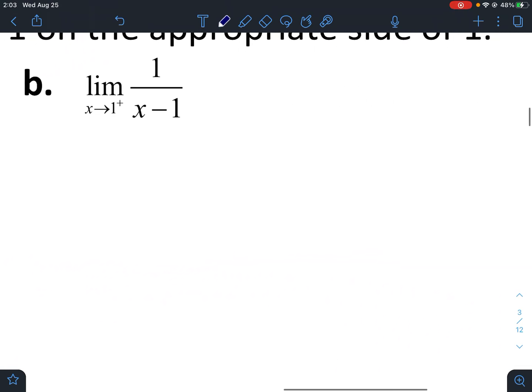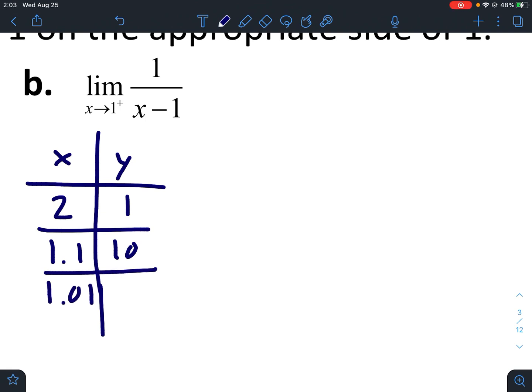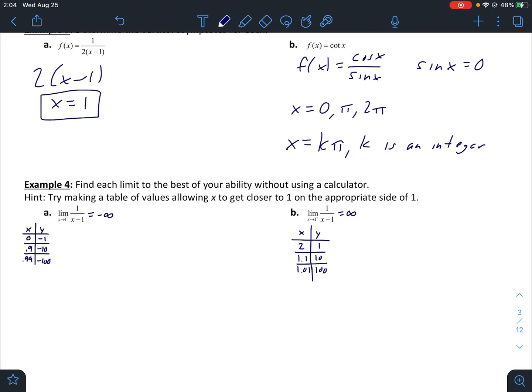Same thing's true for b. Again, we're going to get does not exist if we put 1 in. So let's make a table of values from the right. If you put 2 in, you get 1 over 1, which is 1. If you put 1.1 in, you get 1 over 0.1, which is 10. If you put 1.01 in, you would get 1 over 0.01, which is 100. And at this point, we should know it's going towards positive infinity, which again means the limit does not exist. But we'd like to know which way it's headed.